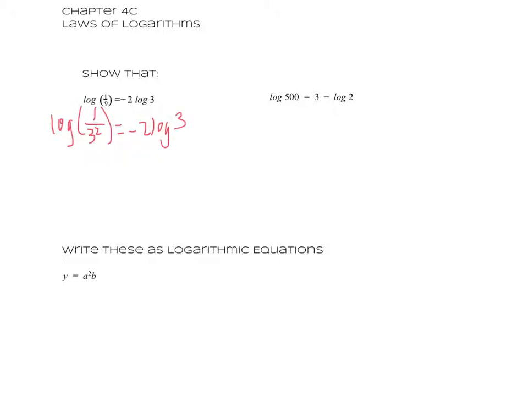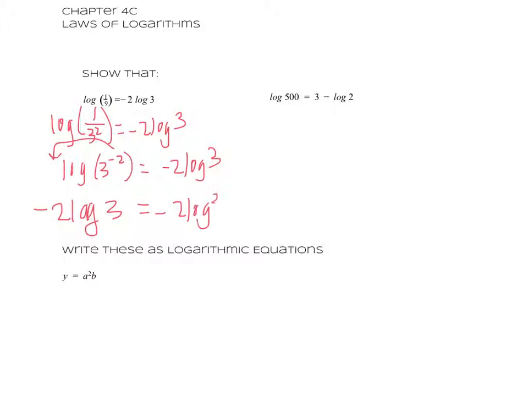We want to move our power up top, so that gives us log of 3 to the negative 2 equals negative 2 log 3. And using our log rules, I know I'm allowed to move the power out front, so that gives us negative 2 log 3, which is exactly what we wanted to show right there.